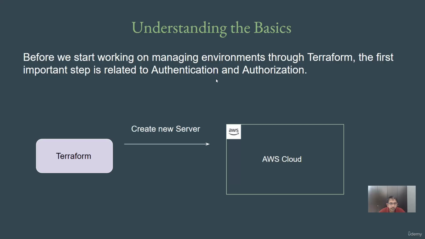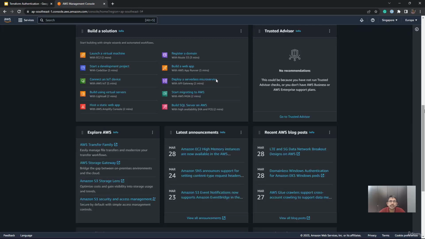Now when Terraform tries to create a new server in AWS, AWS will immediately deny the request and ask Terraform to authenticate first. This is very similar to how you approach the console based way. For example, let's say you want to create a new server in AWS. What is the first step? First step is you log into the AWS environment using your credentials. And similarly, even for Terraform, when it wants to create resources in AWS or in fact any other provider, it needs to first authenticate to that specific provider.